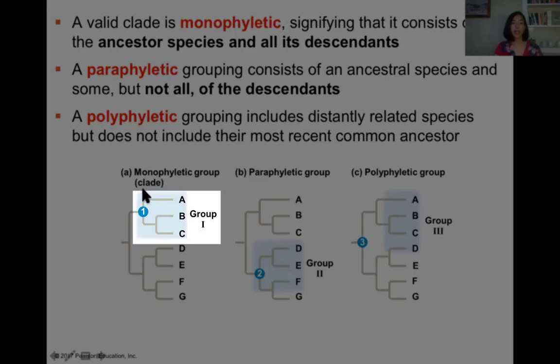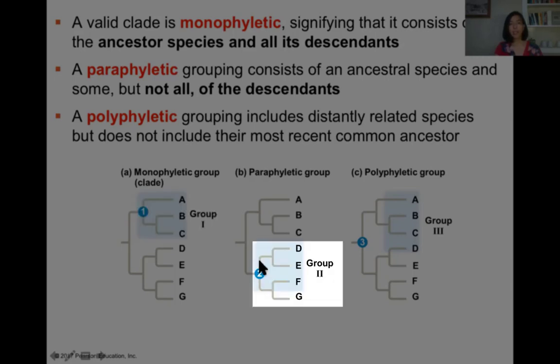And if you look at the block in blue, you'll see that this ancestor is contained in this blue box. And it also has all of the descendants. So we have three descendants coming from this ancestor. That means A, B, and C. And this is a monophyletic group.